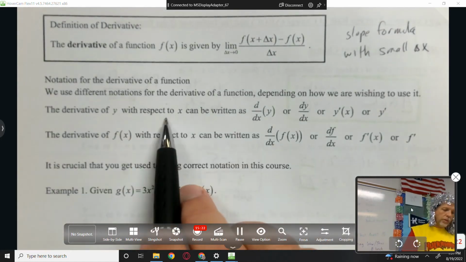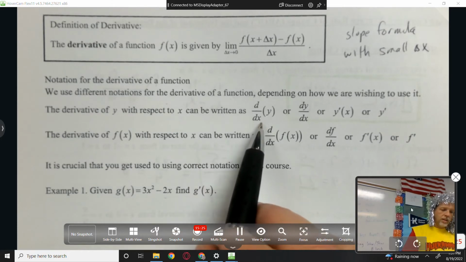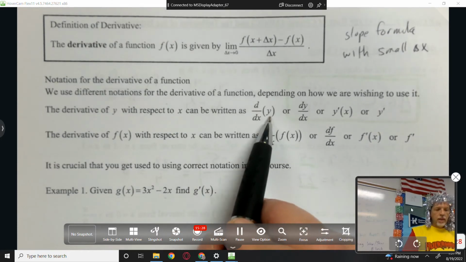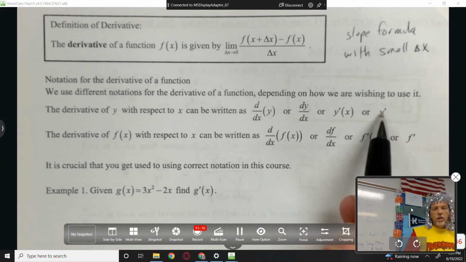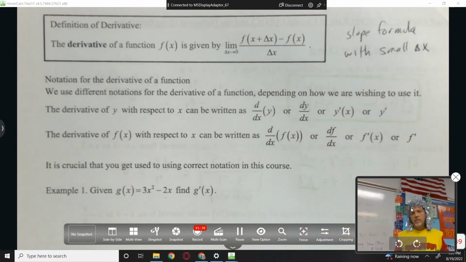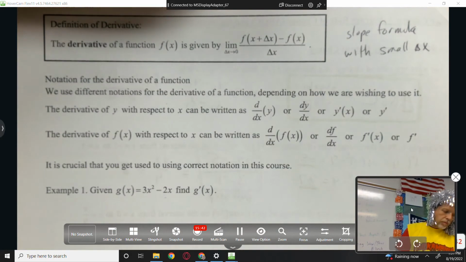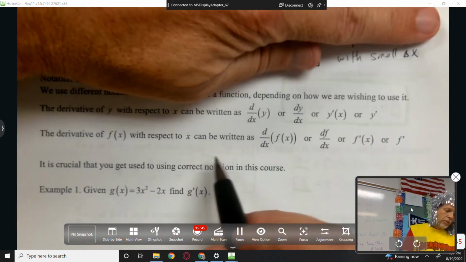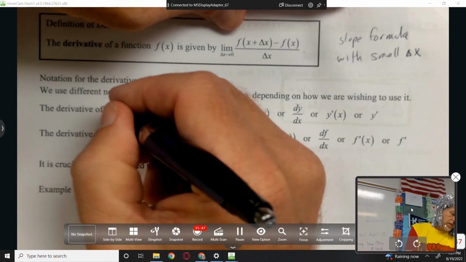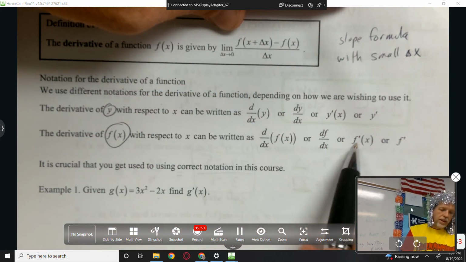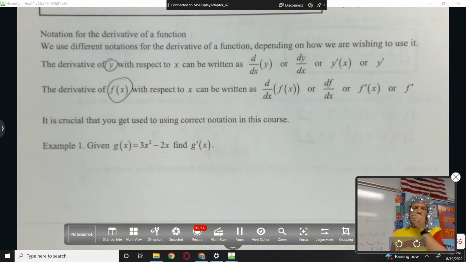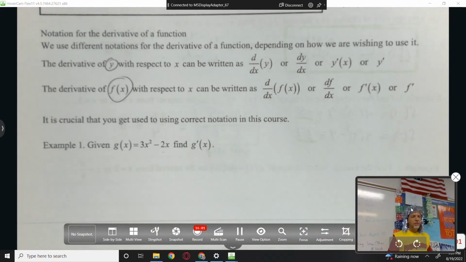So the derivative of y with respect to x can be written as d dx of y. That sort of means take a derivative of y. dy dx, that's sort of the same thing. And then there's the prime notation: y prime or y prime of x. The derivative of f with respect to x, well, just replace the y with f. And usually y and f are interchangeable, so there's at least 8 different ways to say derivative.